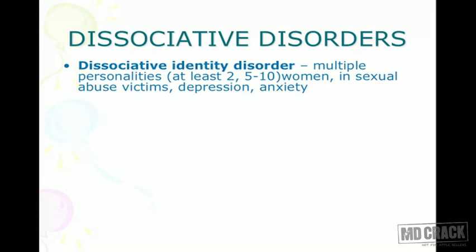The next one is dissociative identity disorder, and this is called multiple personality disorder, and the patient might take up two different personalities, at least 2 or maybe 5 or even 10 personalities. This is more common in women, and this is seen in sexual abuse victims, and this is also seen in some cases of depression and anxiety.